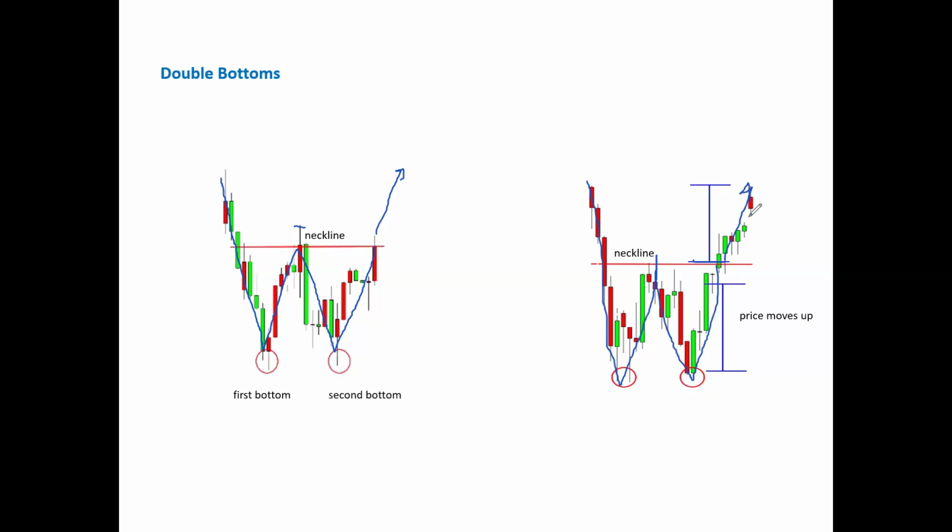So the double bottom pattern gives us a bullish trade, while the double top gives us a bearish trade. So that's just the simplicity of these patterns. They tell you the direction ahead. There's no guessing. When you see the pattern form, you know where the market is going next.